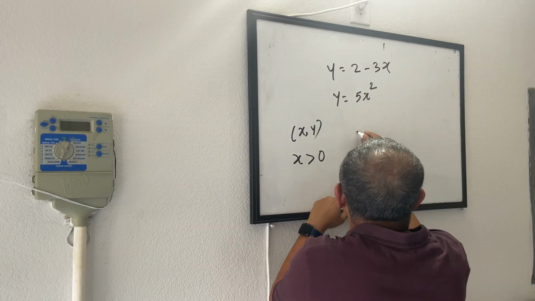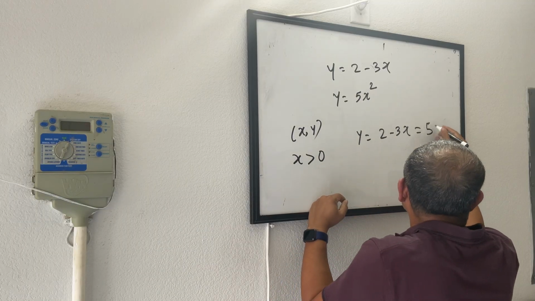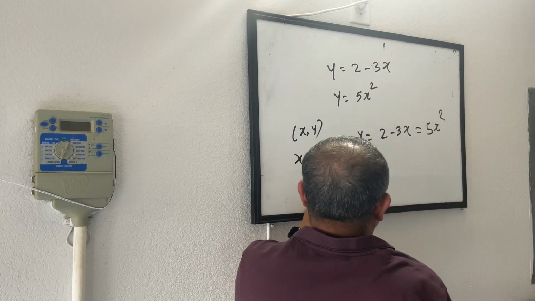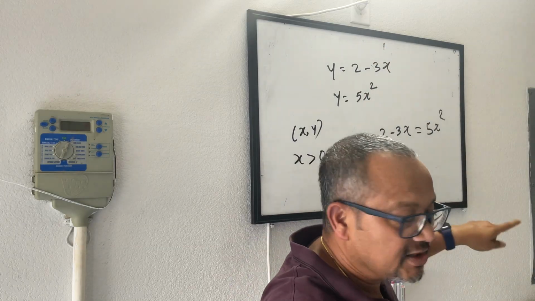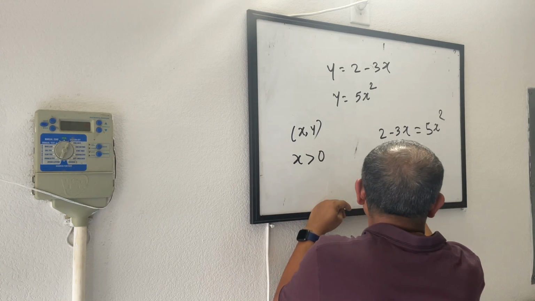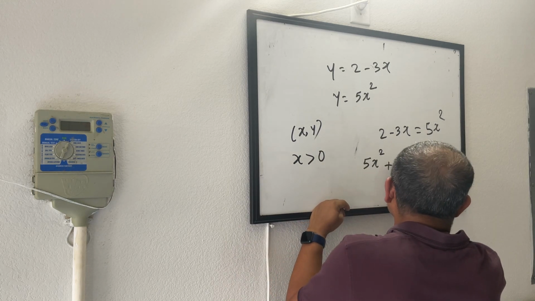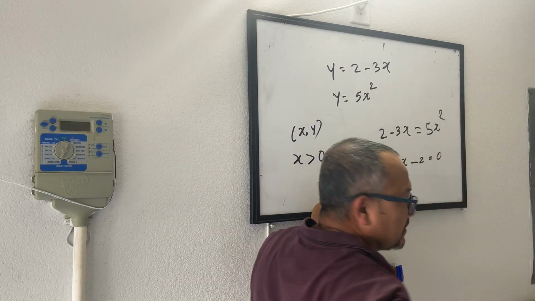So that means we can say y equals 2 minus 3x equal to 5x squared. This is what the equation says. Knock up this thing. So 2 minus 3x equal to 5x squared. Now let's see if we can convert that into a regular quadratic equation. Move everything to one side. So this becomes plus 3x and this becomes minus 2 equals 0.